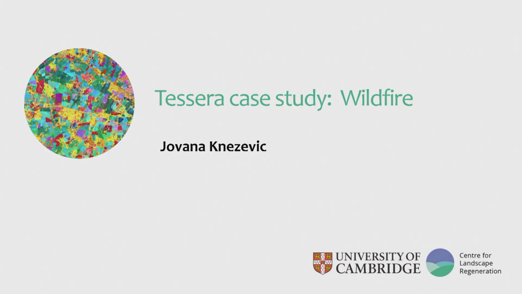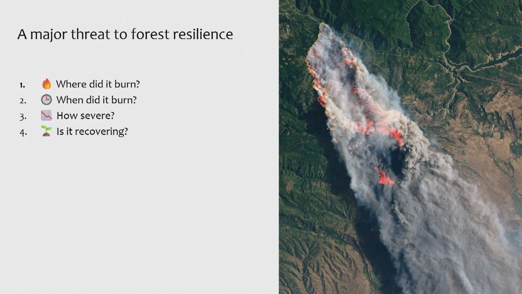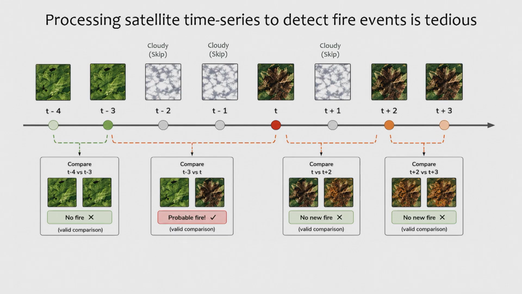So here's 3 case studies. The first one is a bit of wildfire work by Jovana Nezovic, a PhD student with me, and one of the computer scientists. And she's been looking at fire, which is obviously a major threat to forest resilience in certain parts of the world. And what people are interested in with fire is mapping where they burned, when they burned, how severe, and is the system recovering after? That's the sort of question which people are interested in.